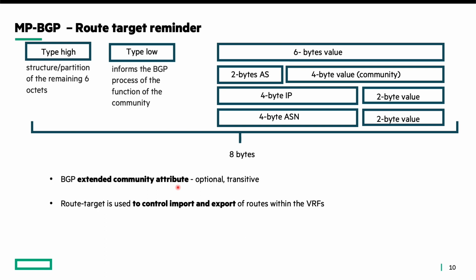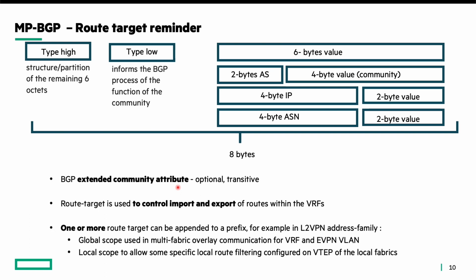Usually you need to specify in the BGP configuration send-community extended to the BGP peer, so the BGP peer can receive this RT information. The route target is really used to control the import and export of routes within the different VRFs. One or more route targets can be appended to a prefix.